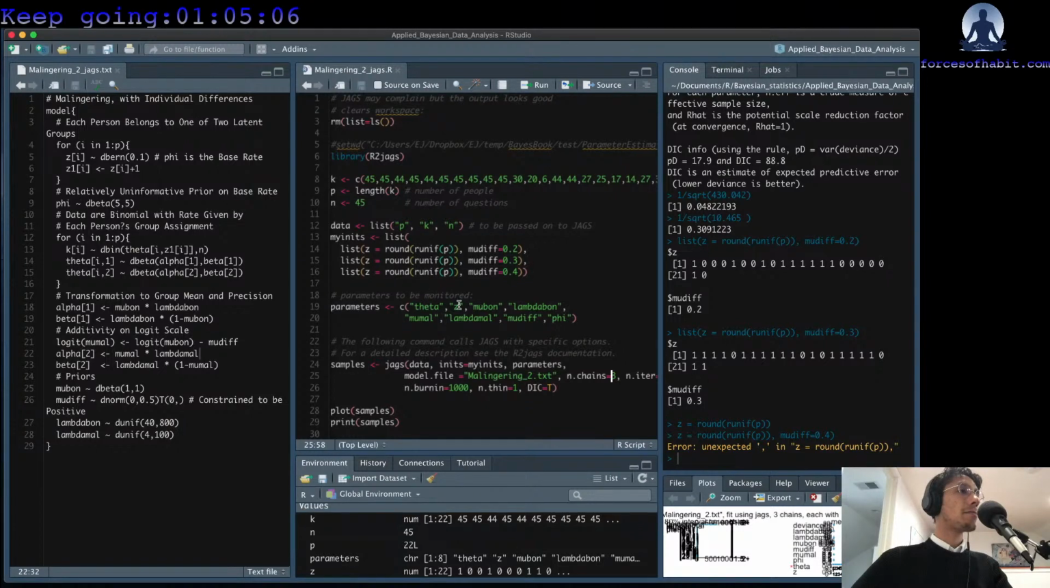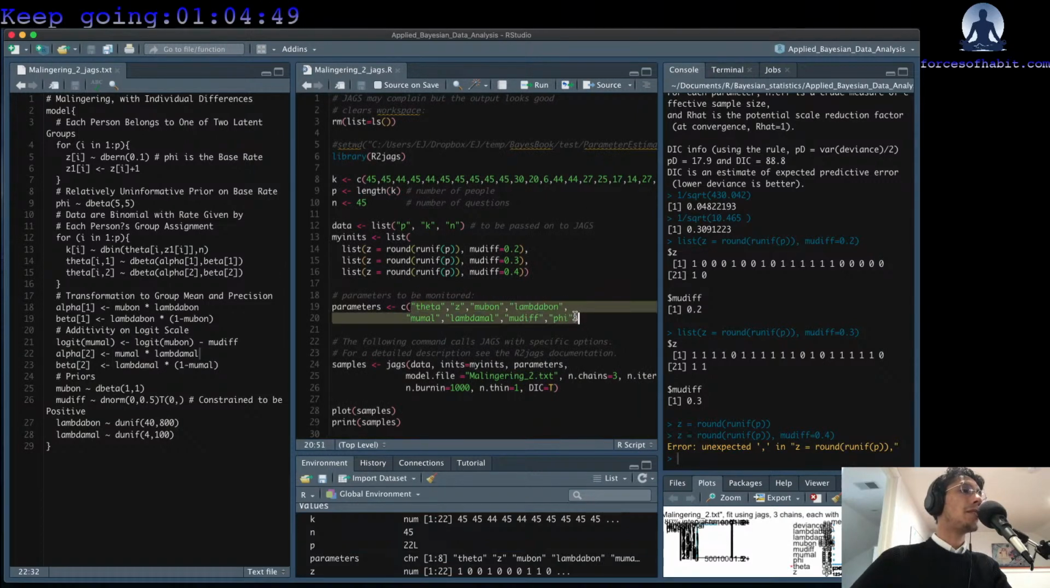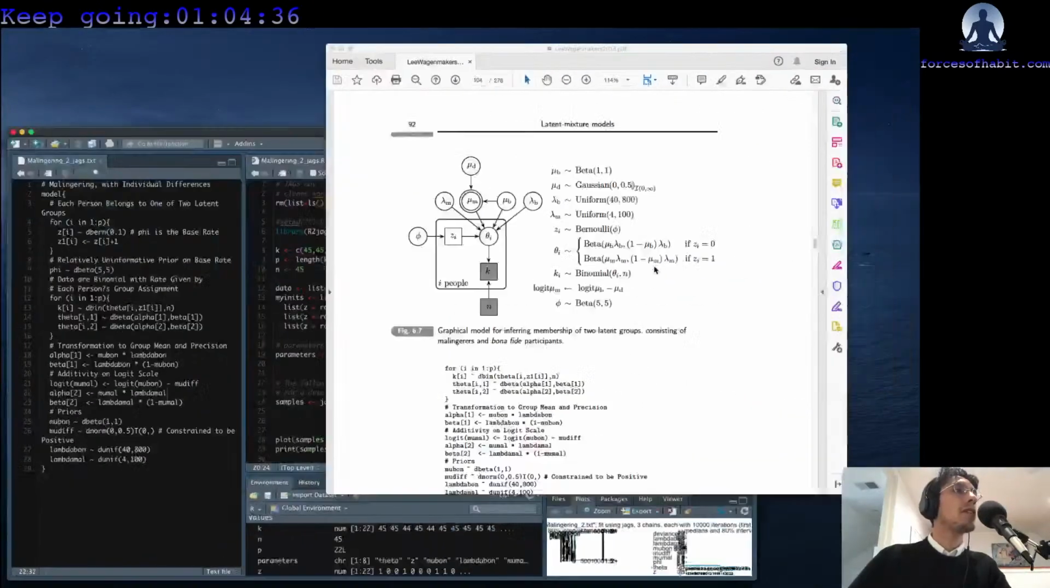And now we have parameter z, theta. So these are all the parameters we're interested in. So notice that we don't call for alpha or beta. We just use alpha and beta in the model. Okay.